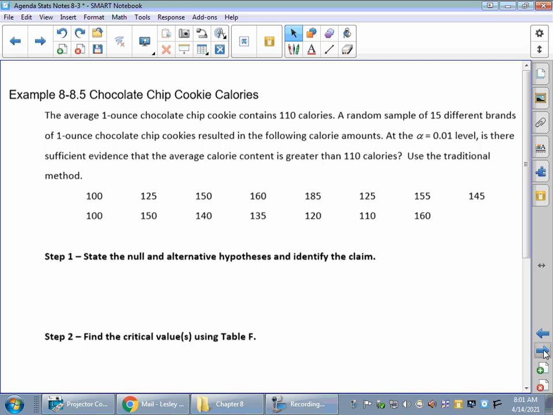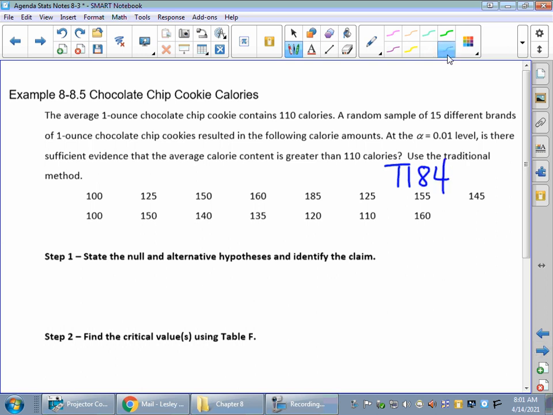I've got a random sample of 15 different brands, and the list is the number of calories in each cookie. At the alpha equals 0.01 level, is there sufficient evidence that the average calorie content is greater than 110 calories? Use the traditional method. So here's the thing, we would need to go to a TI-84.